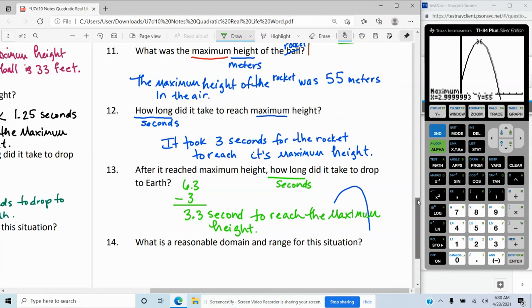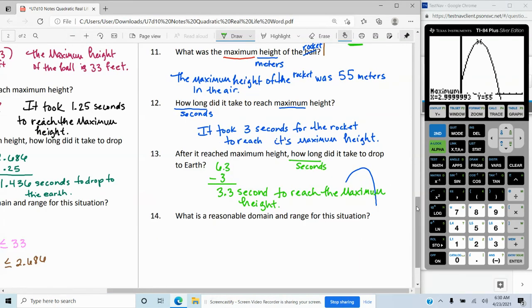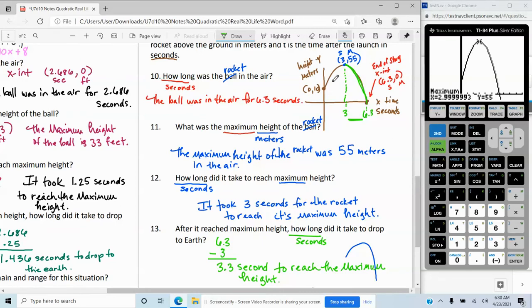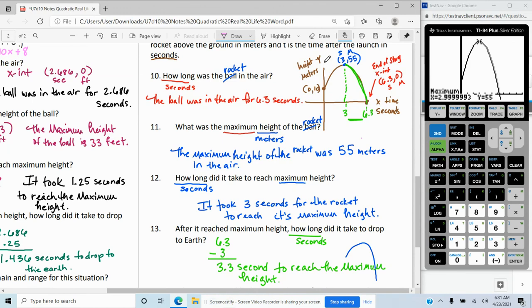Next, what is a reasonable domain and range for this situation? So, ladies and gentlemen, we talked about how it doesn't make any sense for the rocket to be shot at negative 10 seconds, right? We're not going to have it go through the earth or anything like that. So we're basically looking at our domain and our range here. So let's go ahead right here. Smallest number is 0. Biggest number is 6.3, right?